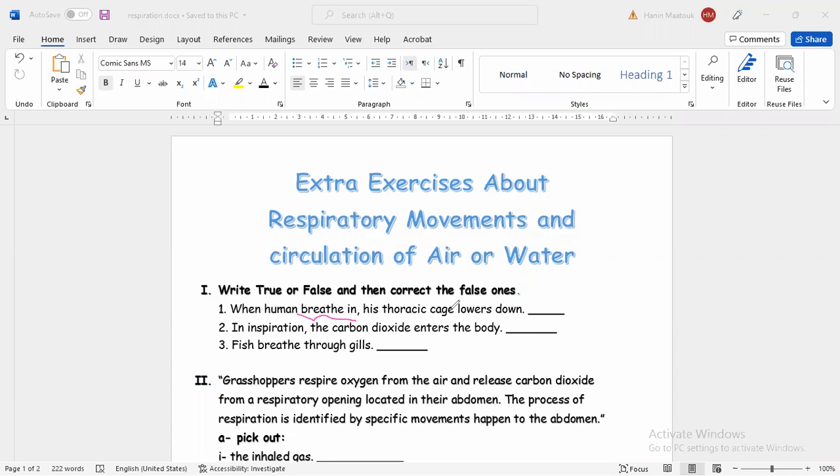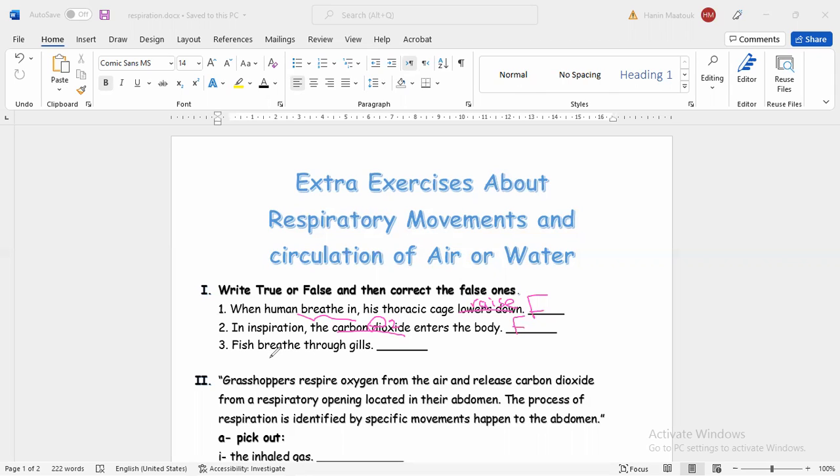So while we inhale, the thoracic cage lowers down. It is wrong because when we inhale, our thoracic cage raises up. Okay, so the first one is false. The second one, in inspiration, carbon dioxide enters the body. In inspiration, when we inhale, so it's wrong. The carbon dioxide does not enter when we inhale. On the contrary, it will be the oxygen, which is O2. So in inspiration, the oxygen enters the body.